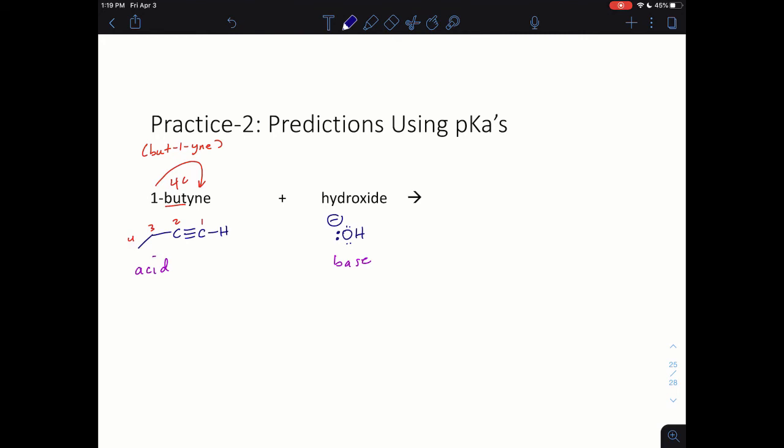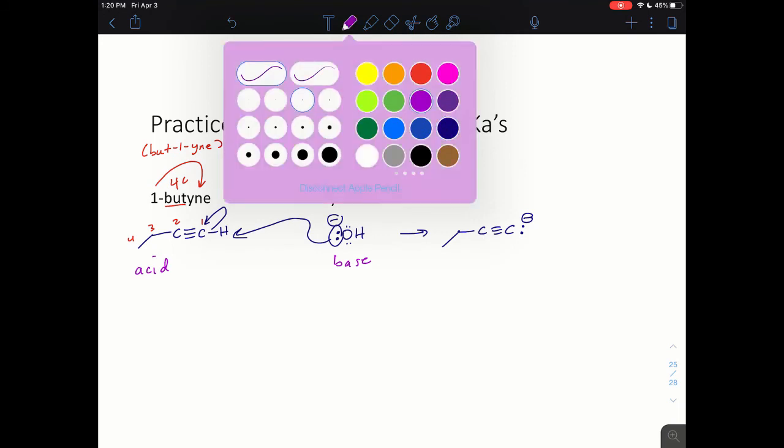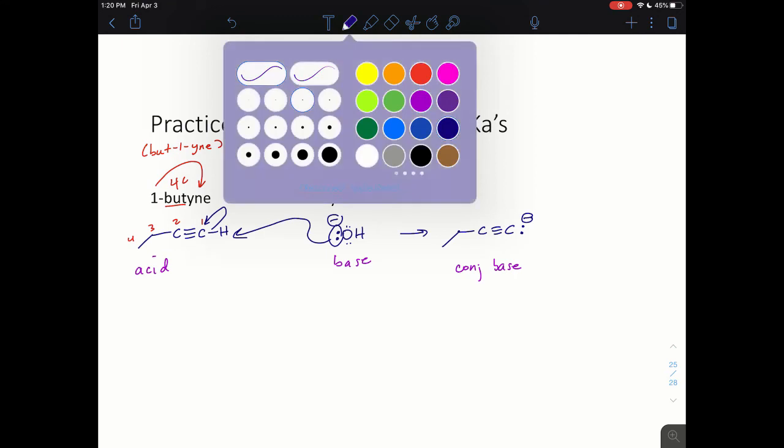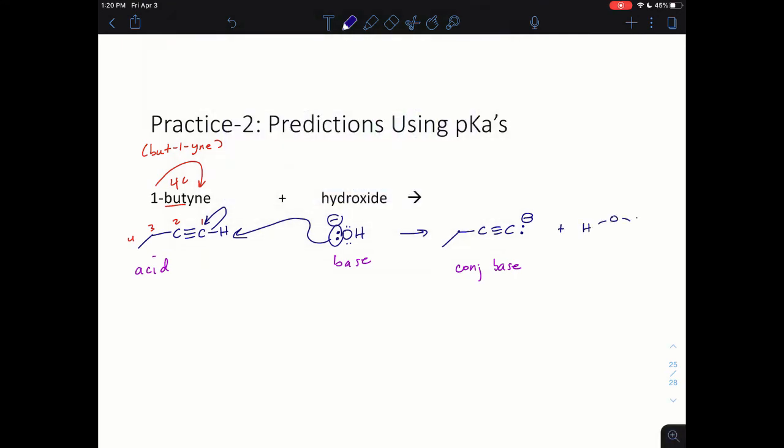Let's try this together. So hydroxide here will be the base. It's the only species that has a lone pair that can accept the proton. So we start our arrow at the lone pair of hydroxide. It accepts the proton from 1-butene. And then those electrons go to carbon number 1, the carbon that was bonded to hydrogen. So now we have the conjugate base of 1-butene. And then we'll have water, the conjugate acid of hydroxide.